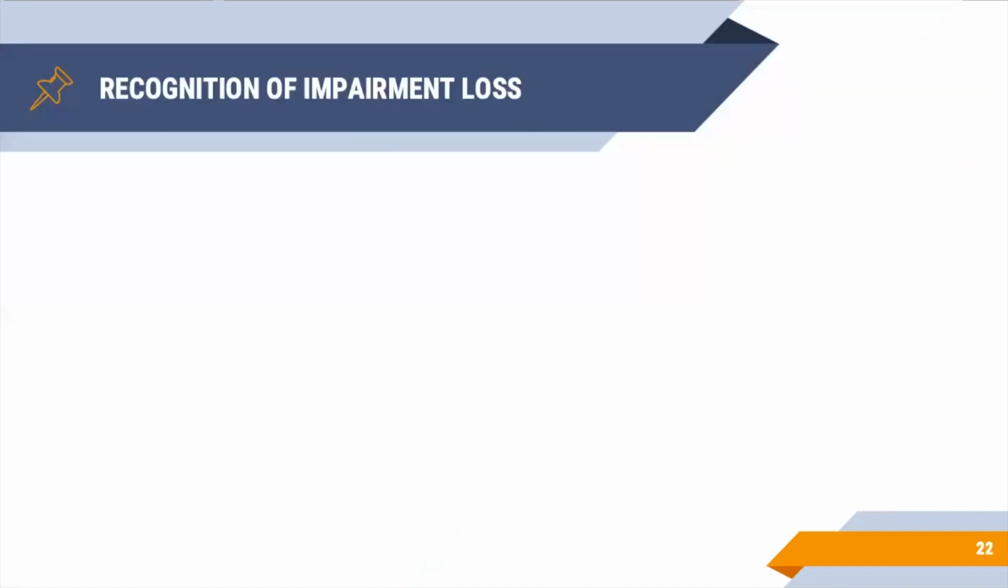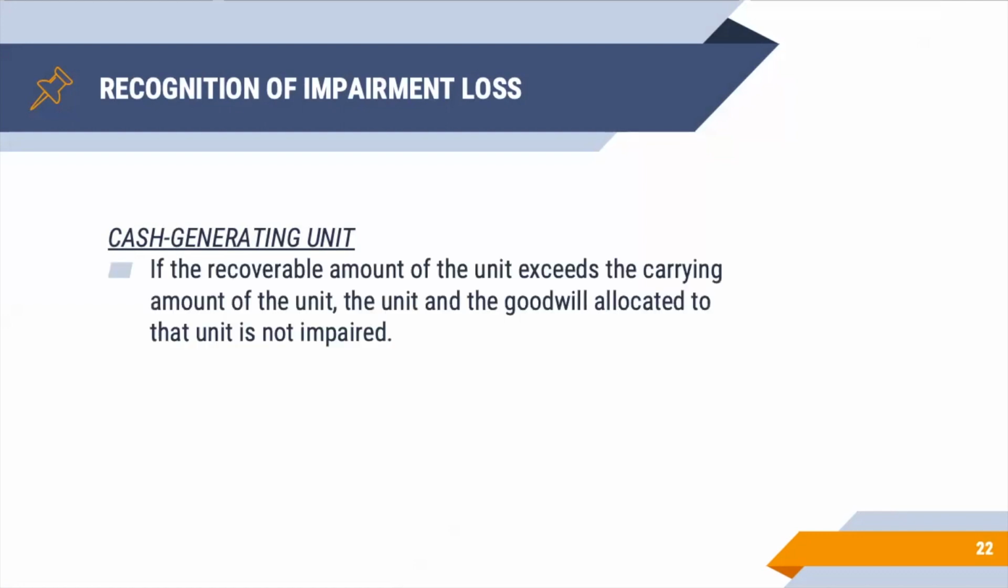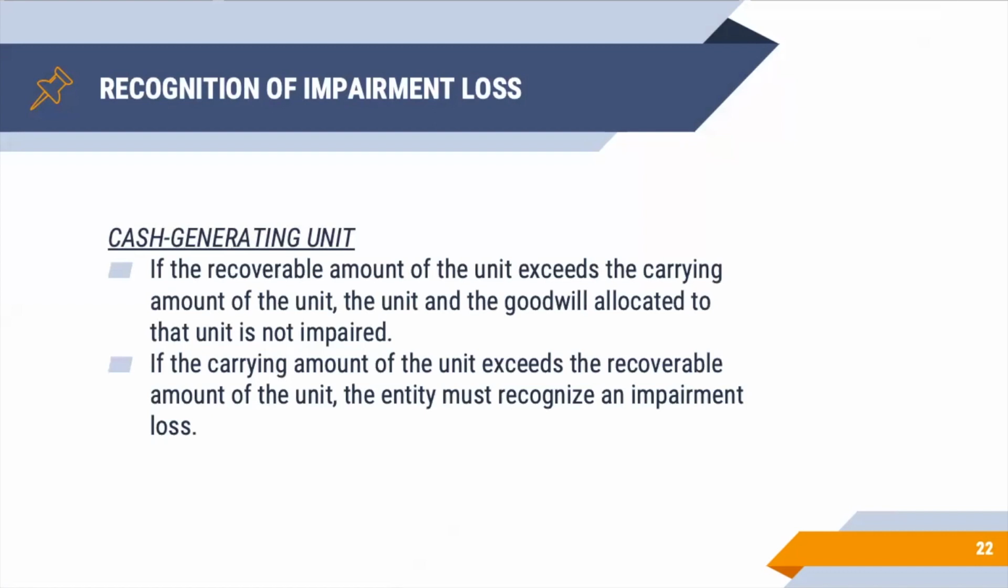Okay? So now, let's discuss recognition of impairment loss for a cash-generating unit. What is a cash-generating unit? It is a group of assets and sometimes with liabilities that can generate cash independently as a unit. So it is a group of assets. So if the recoverable amount of the unit exceeds the carrying amount, the unit and the goodwill allocated to that unit is not impaired. Siyempre kasi mas malaki yung recoverable amount. But if the carrying amount exceeds the recoverable amount of the unit, the entity must recognize an impairment loss.